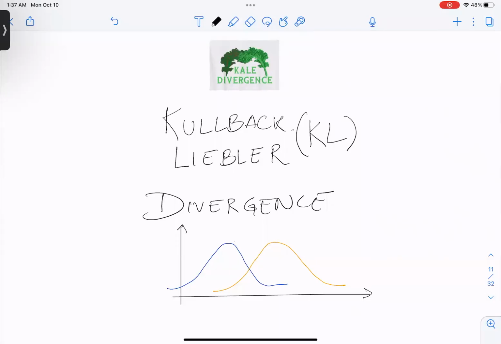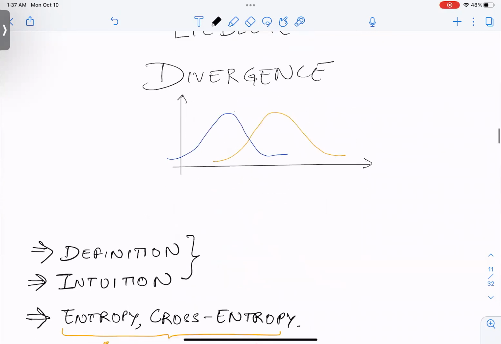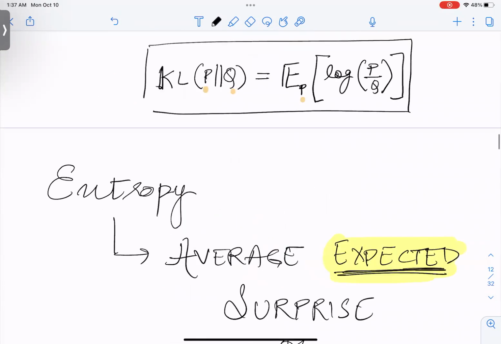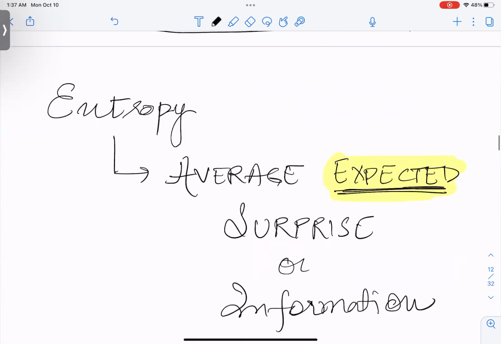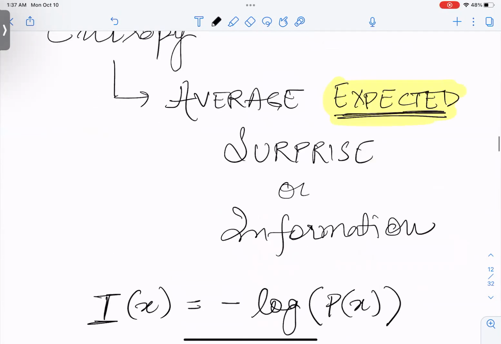Hello. Let's continue the discussion on KL divergence. The last time we saw what entropy is, and that is the average or expected surprise or information.